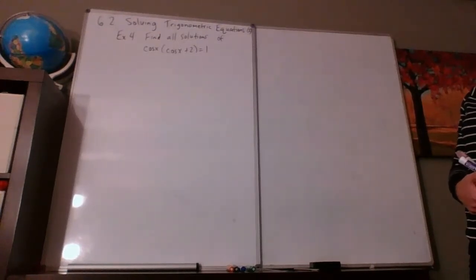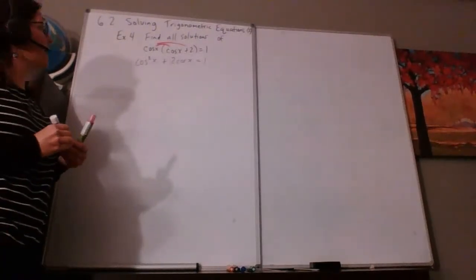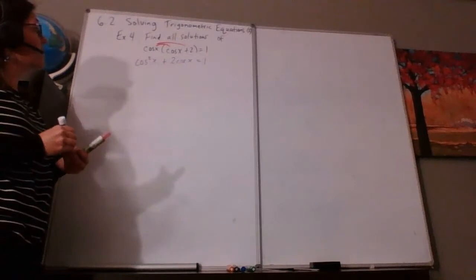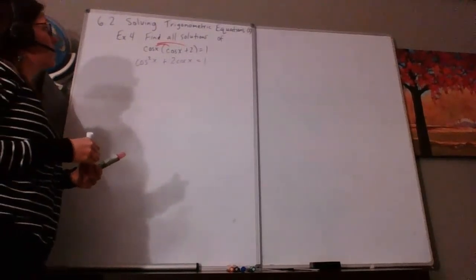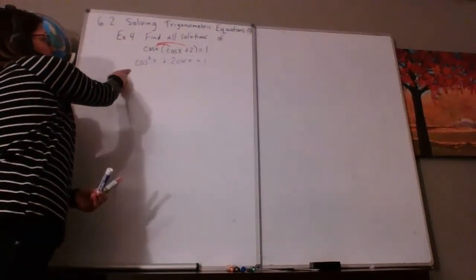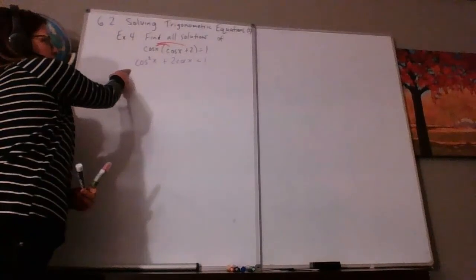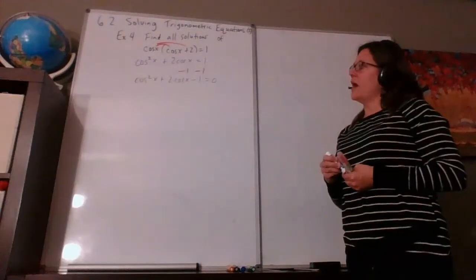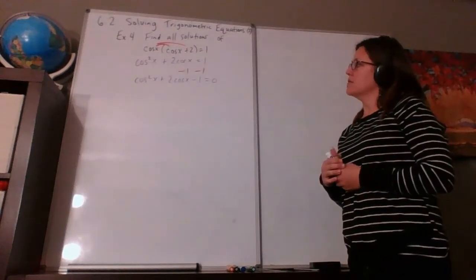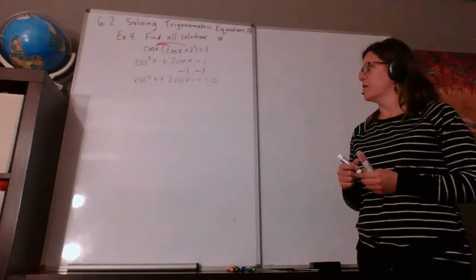Before we set it equal to 0, let's go ahead and distribute the cosine x. Cosine x times cosine x gives us cosine squared x, and 2 times cosine x gives us 2 cosine x. So we get cosine squared x plus 2 cosine x equals 1. We need it to equal 0, so we will subtract 1 from both sides. Now we have cosine squared x plus 2 cosine x minus 1 equals 0.